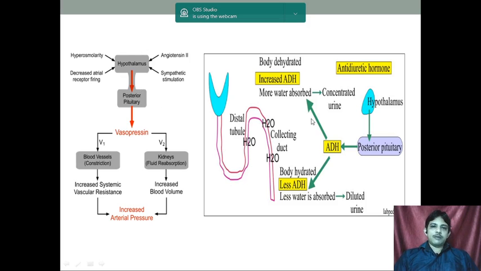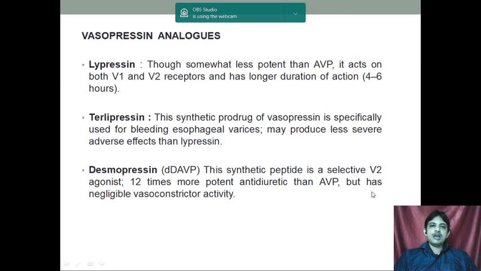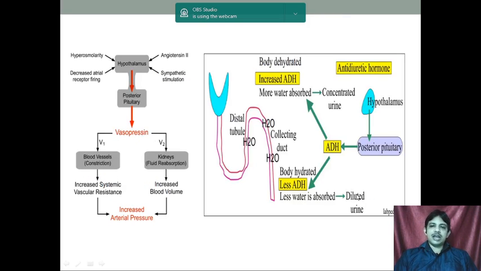Now, if we see the first figure, from the hypothalamus to the posterior pituitary, there is release of ADH. What happens if the body is hydrated? There is less release of ADH. If ADH is released less, less water is absorbed. So urine will be diluted.